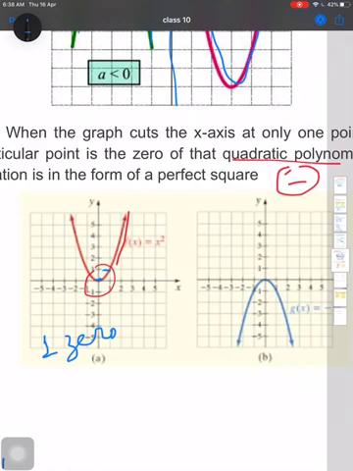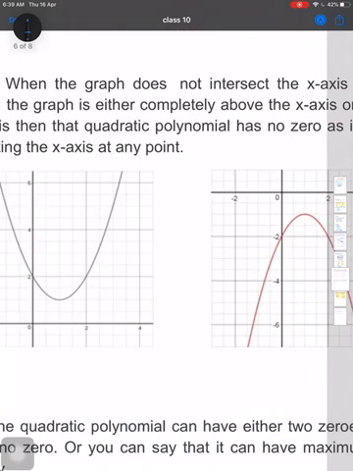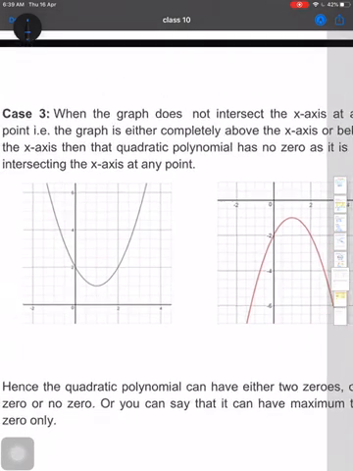Now you'll ask why it is having only 1 zero. If the equation is a perfect square, in that case how many zeros will it have? It will have 2 zeros, but both the zeros will be the same. Like in this particular equation, if this is x plus 2 whole square, then your x will be minus 2. So both the zeros will be minus 2. So this is the case when the graph will show only 1 zero. I think it's clear.